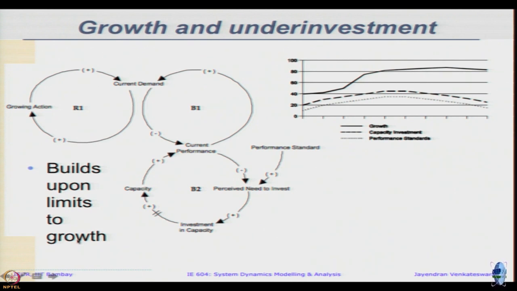Growth and underinvestment builds upon the limits to growth. So already there is a limit to growth, which is happening in this loop here, but based on demand, our own growing action gets tapered off. As soon as we start hitting limits, our own capacity investment starts to fall down. That will put further restrictions on how much we can actually grow, based on the initial shock that we may perceive early on.